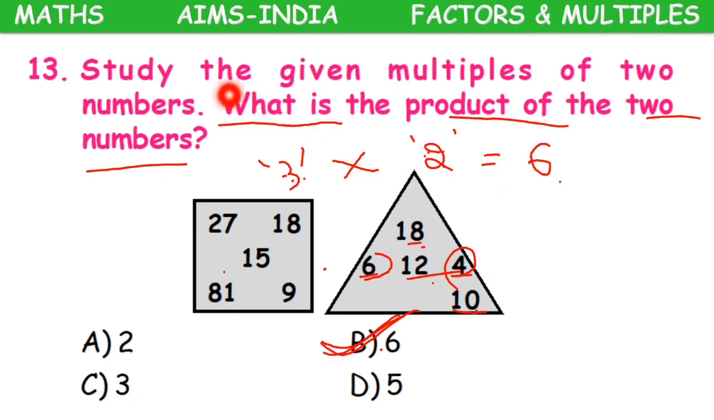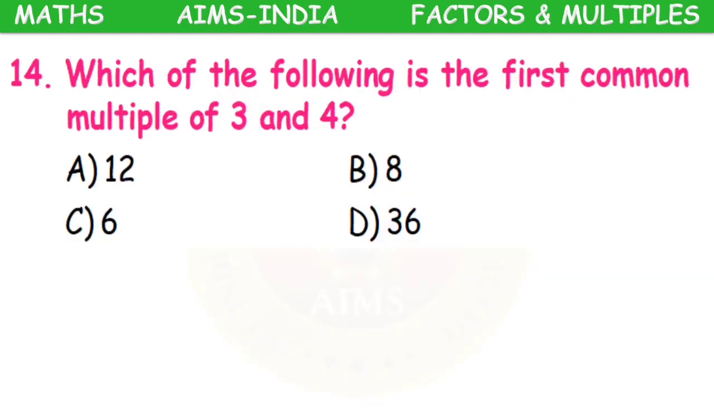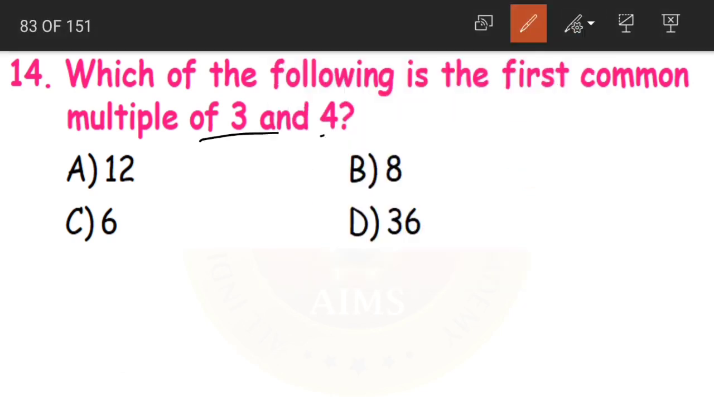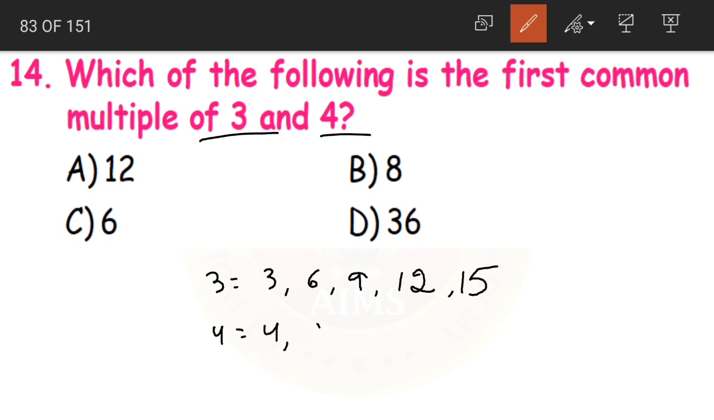3 twos are 6. Yes, the multiples of these are the multiples of 3 and these are the multiples of 2. So we need to find out the product of these children. 3 and 2. So 3 twos are 6 is our answer. Next question. Which of the following is the first common multiple of 3 and 4? If you write down the multiples of 3, 3 ones are 3, 3 twos are 6, 3 threes are 9, 3 fours are 12, 3 fives are 15. Then if you write the multiples of 4, 4 ones are 4, 4 twos are 8, 4 threes are 12, 4 fours are 16 and 4 fives are 20.